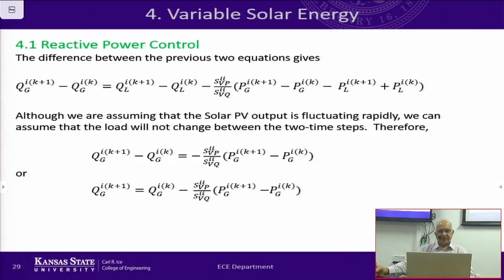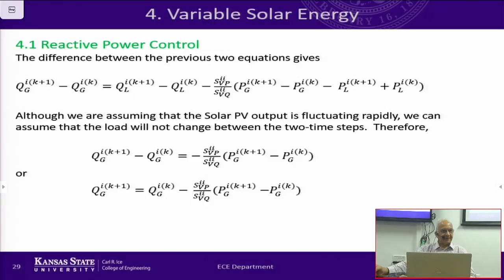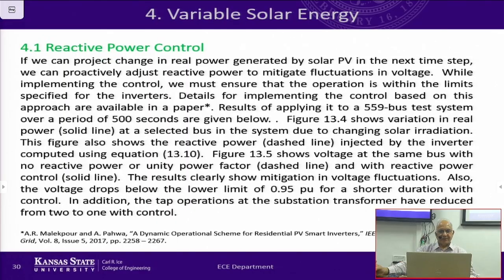So if you have some idea of what the load is going to be at the next time instant, then we can provide reactive power to compensate. This is with an ideal requirement that the delta V is going to be 0. So using this option, we applied this formula to a 559 bus system. The details are given in this paper that one of my PhD students published.